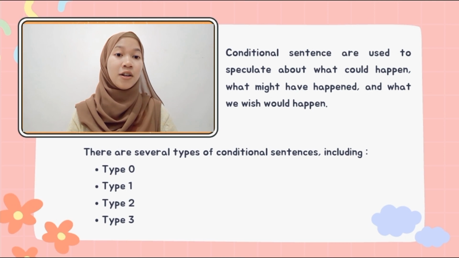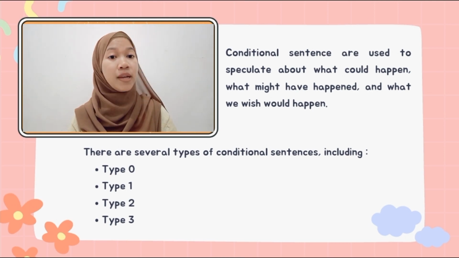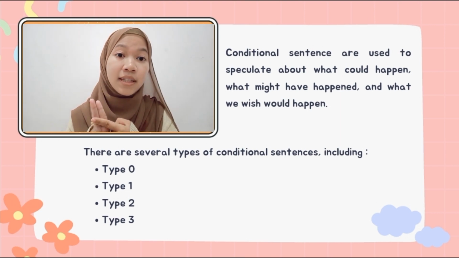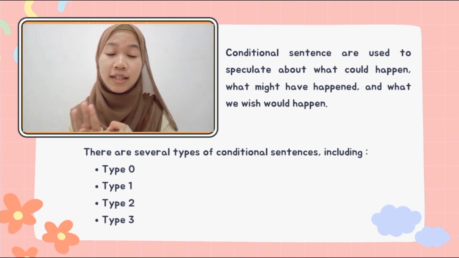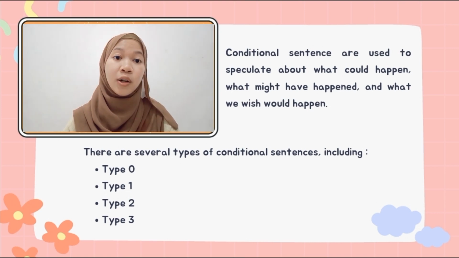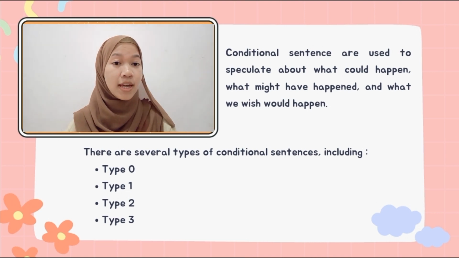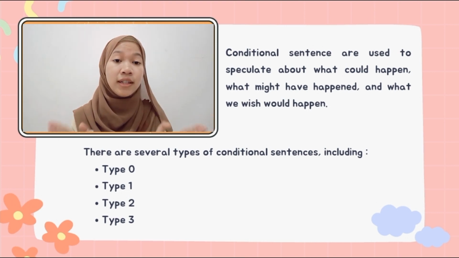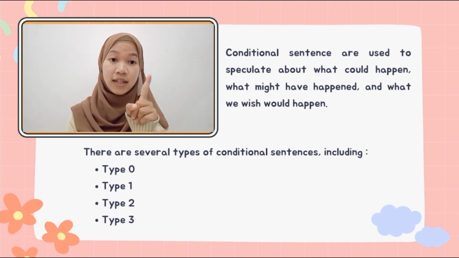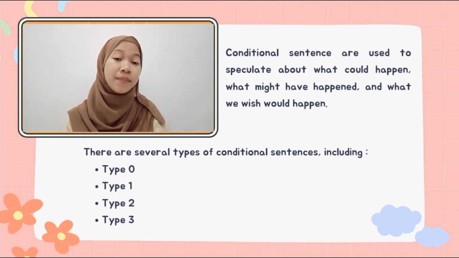In this video, we will be talking about four conditional sentences. So, check it out. Conditional sentences are used to speculate about what will happen, what might have happened, and what we wish would happen. In English, most sentences using the conditional contain the word if. There are several types of conditional sentence, including type 0, type 1, type 2, and type 3.